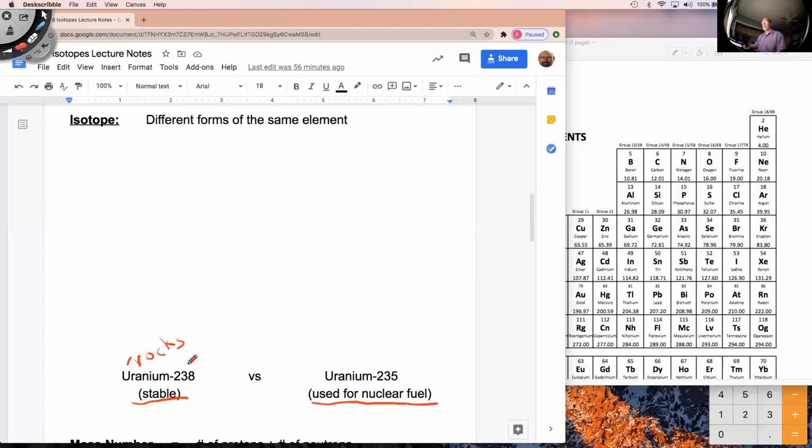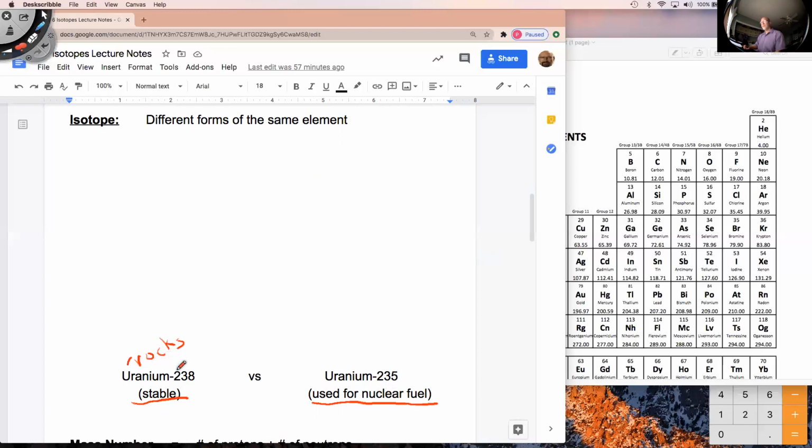Stable means that it's not going to change. It's not going to react very easily. It is what it is. It's kind of like a piece of iron or a piece of aluminum. It's uranium and it's 238. But this uranium, which is used for nuclear fuel, is not very stable.